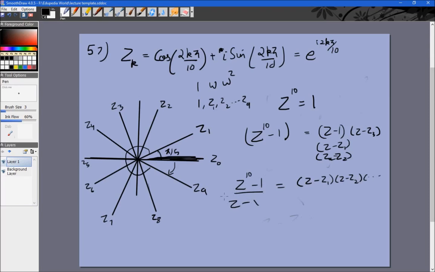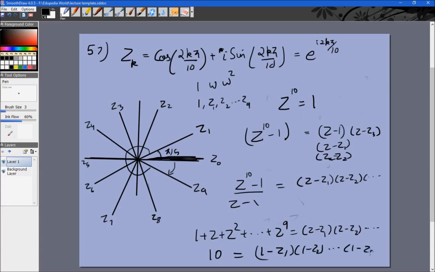We already know as an algebraic quantity what this is. We can write this as 1 plus Z squared plus dot dot dot till Z to the power 9, which is equal to (Z minus Z1)(Z minus Z2) dot dot dot. Now this is valid for all Z. So what we can do is just put Z equal to 1. The LHS will give me 10 and the RHS will give me (1 minus Z1)(1 minus Z2) dot dot dot (1 minus Z9).